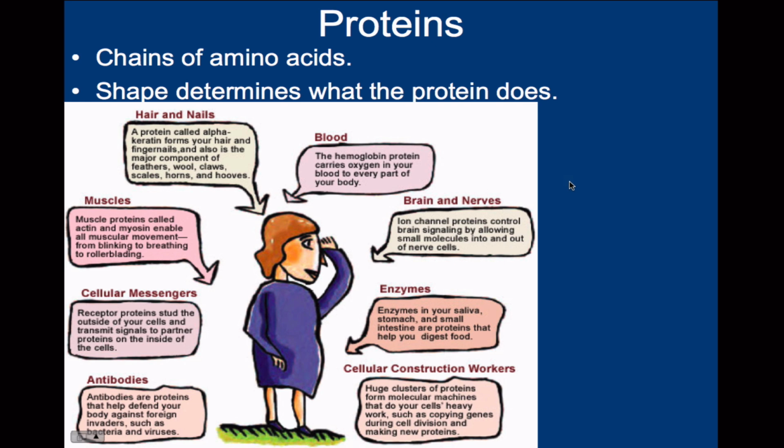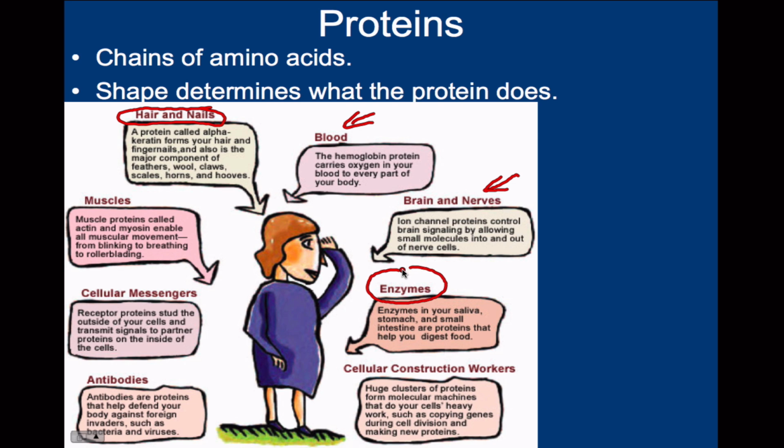Then we have proteins, and proteins are chains of amino acids, and the shape of the protein determines what the protein does. And if you look at this picture here, you'll see that protein is an extremely important part of our body. So our hair and nails are made out of protein. There's a hemoglobin protein that's in your blood. Our brains and our nerves control signaling using proteins.